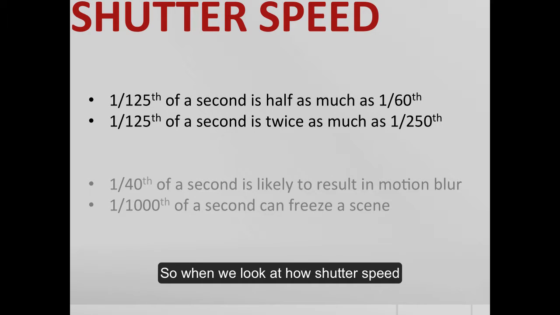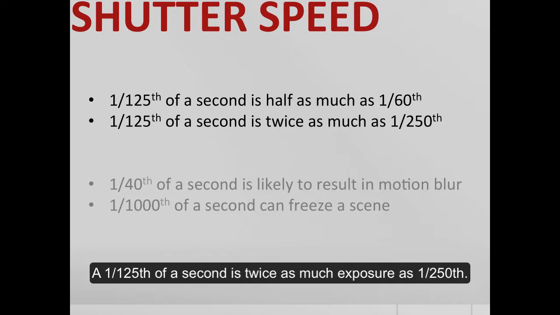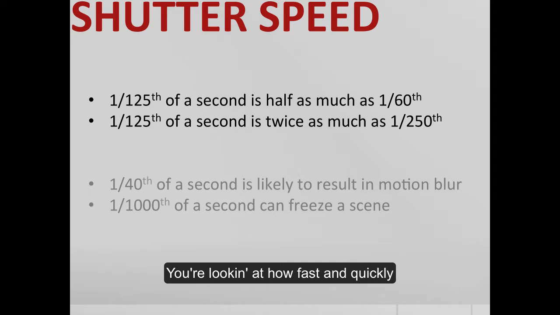So when we look at how shutter speeds relate to each other, 1/125th of a second is half as much exposure as 1/60th of a second. Okay, so if you think about that, a 60th of a second versus a 125th of a second. A 1/125th of a second is twice as much exposure as 1/250th. You're looking at how fast and quickly that shutter is opening and shutting and how much light is getting through.